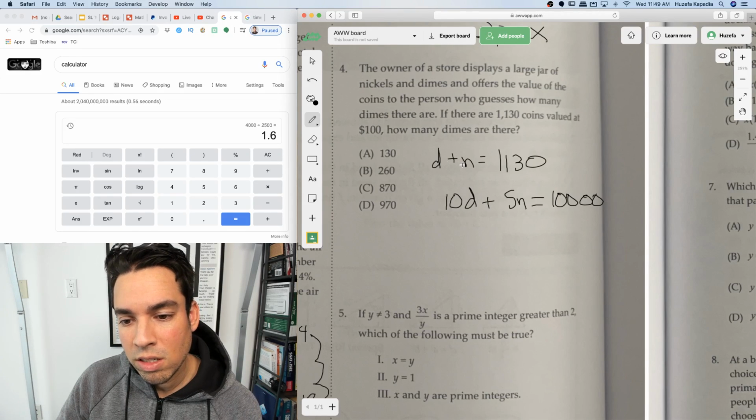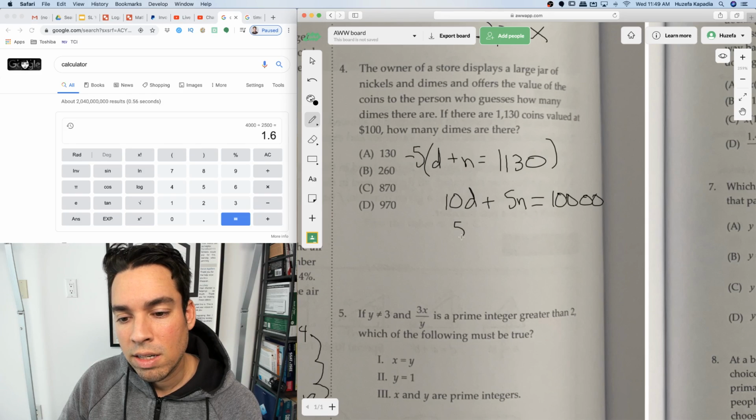I want to solve for D, so I'm going to use elimination. I'm going to multiply this top equation by negative 5, so we match up the negative 5N and positive 5N. So I got negative 5D minus 5N equals negative 5650.